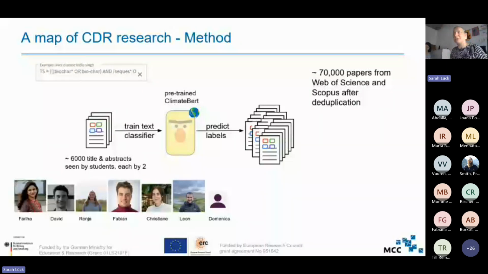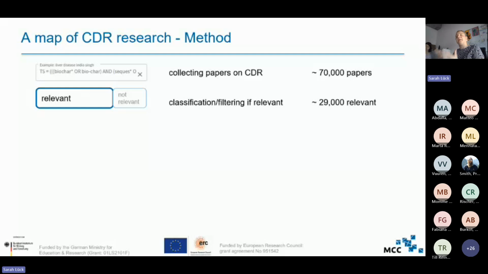What we do is we let people, in our case 6 students, very nice people, read title and abstracts of about 6,000 documents. And they had to sort them into different categories. These categories and documents are then used to train a machine learning model, in this case a pre-trained ClimateBERT. And this ClimateBERT can then be used to predict the categories for the unseen documents. It's a very standard procedure in machine learning.